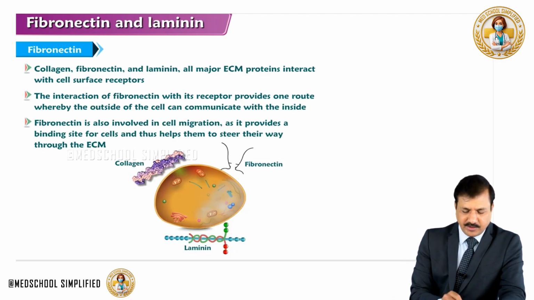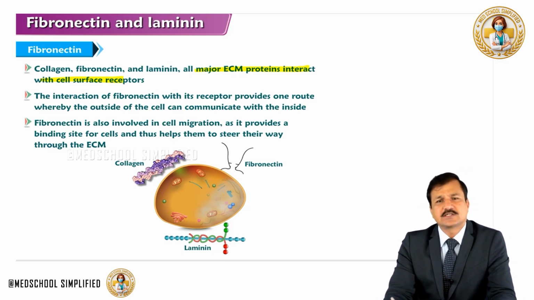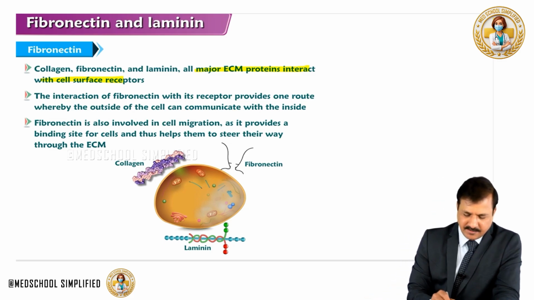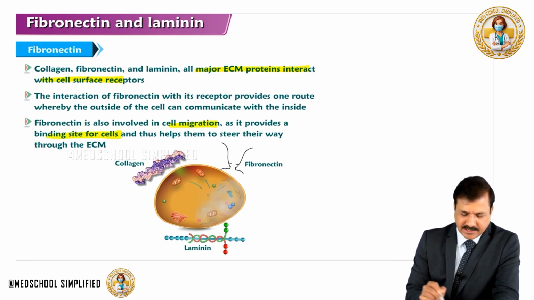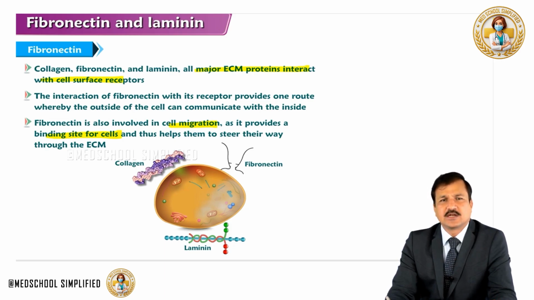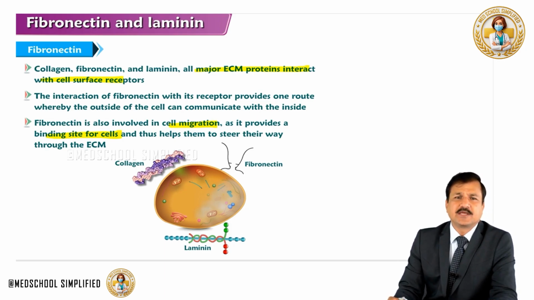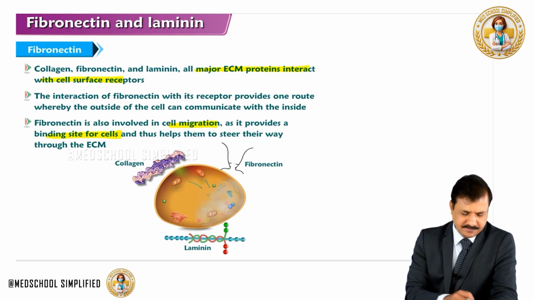Now collagen, fibronectin and laminin are all major extracellular matrix proteins that will interact with the cell surface receptors. The interaction of fibronectin with its receptors provides one route whereby the outside of the cell can communicate with the inside. Fibronectin is also involved in cell migration. It provides a binding site for cells and thus helps them to steer their way through the extracellular matrix. So these are some of the functions of fibronectin present in the extracellular matrix.